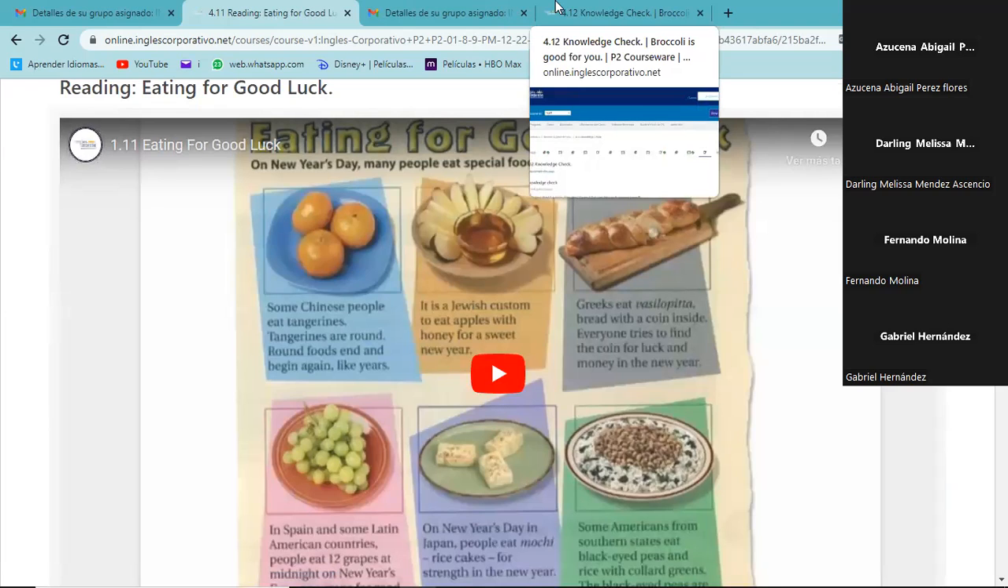Okay, Andrea Giselle. Azucena. Present, teacher. Okay, Brian. Present, teacher. Carolina. Carolina Esmeralda. Cindy. Present, teacher. Okay, welcome, Cindy. Thank you. Damaris. Darling. Present, teacher. Esther. Present. Fernando.